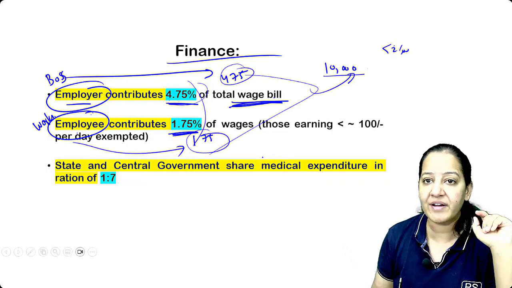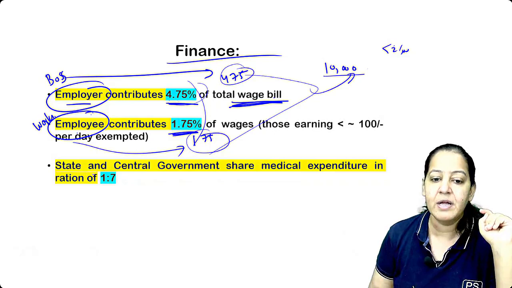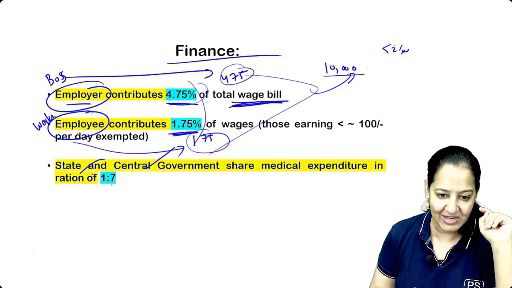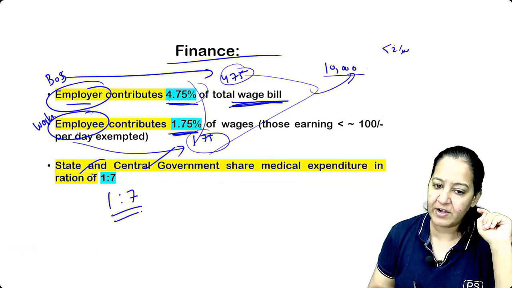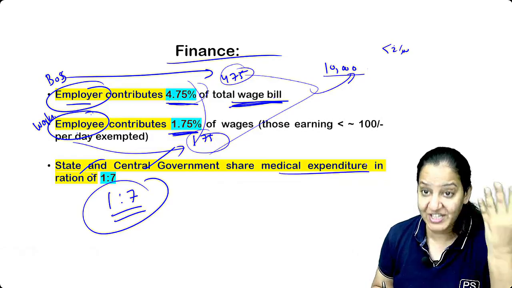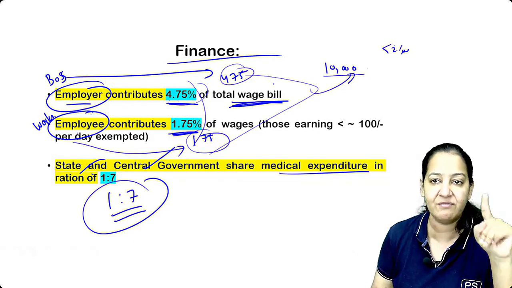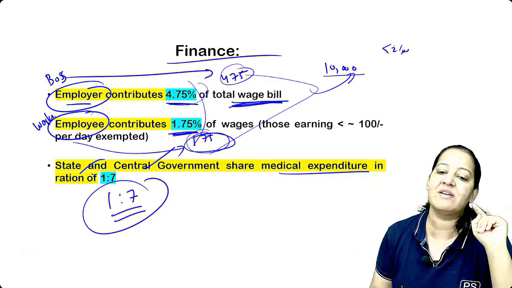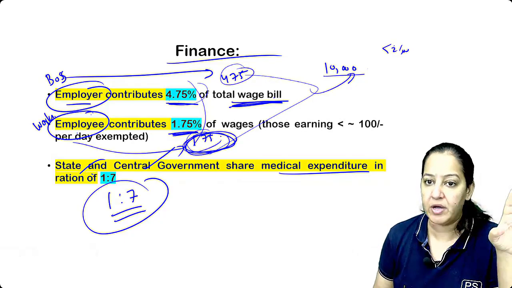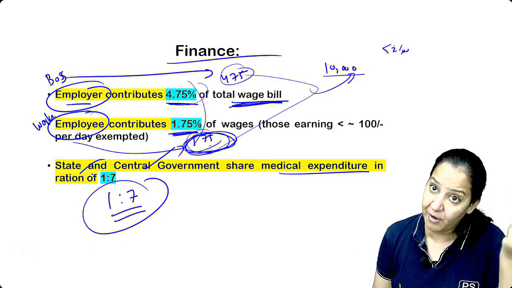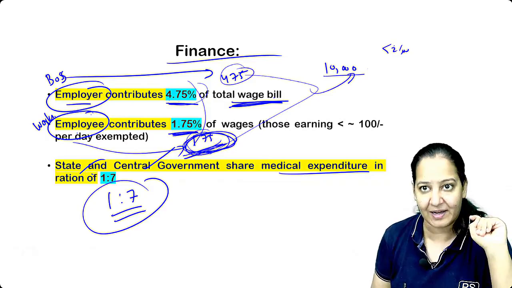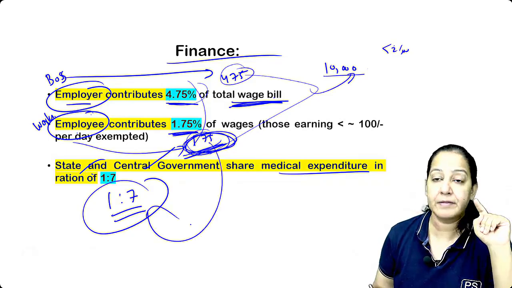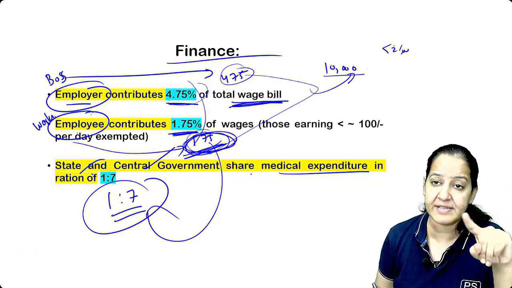So who will bear the expense? Central government or state government? Both will, in the ratio 1:7. State government will bear 1 and central government 7. That is the expenditure on the medical expenses. So every month he is paying 175 rupees. So he is insured. Once he becomes sick, or any family member of this person is sick, he will get free treatment. The cost is borne by the government, state and central both, 1:7.